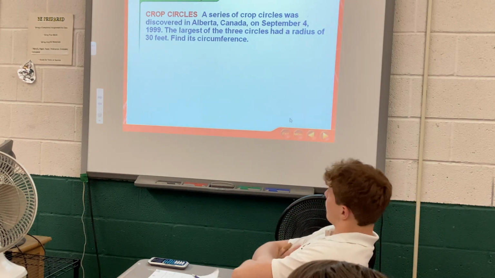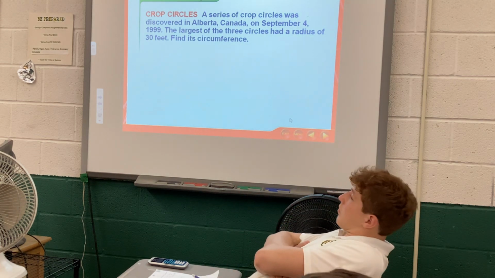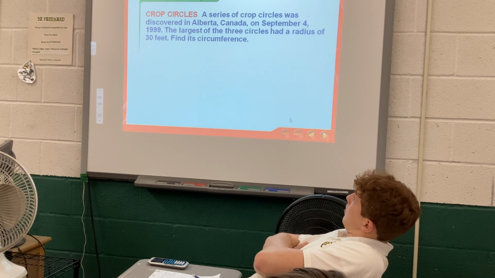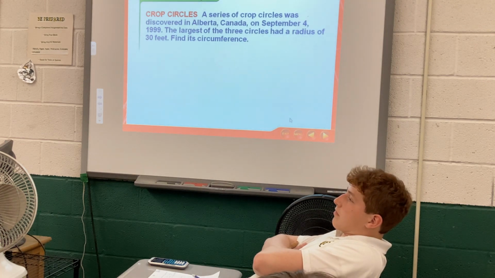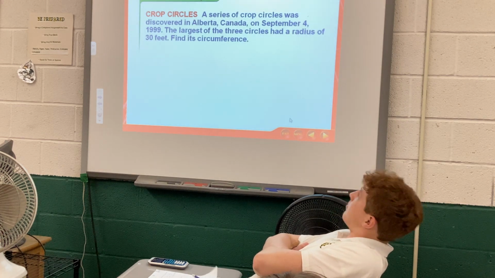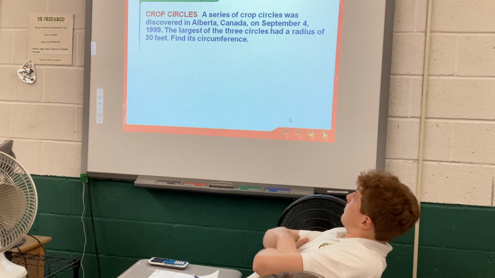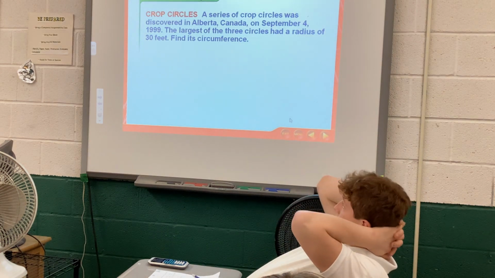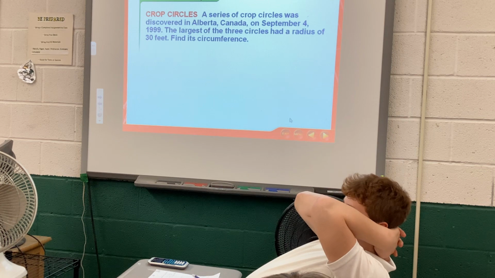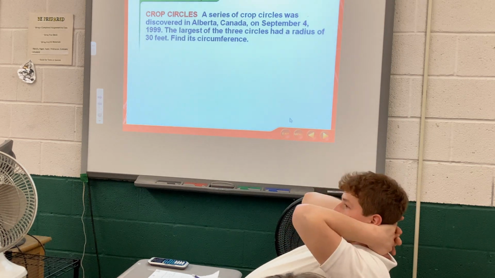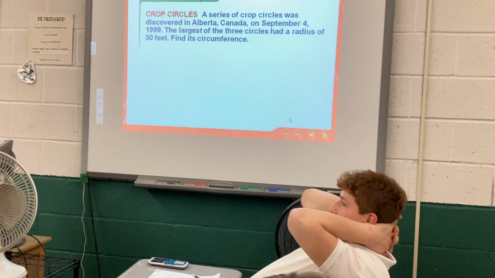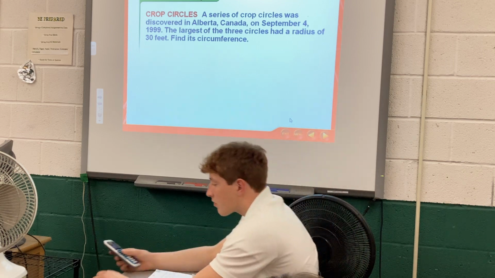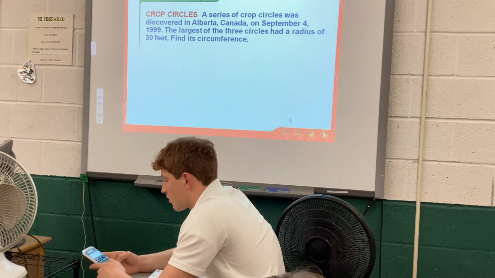Okay, so if you have never seen something like that, look up crop circles, and it'll show you weird designs in the middle of a cornfield. Okay. The largest of the 3 circles had a radius of 30 feet. Find its circumference. Okay, so here's a couple things. If you're going to do the homework and you want to check your answers in the back of the book, they are probably going to write this answer as.